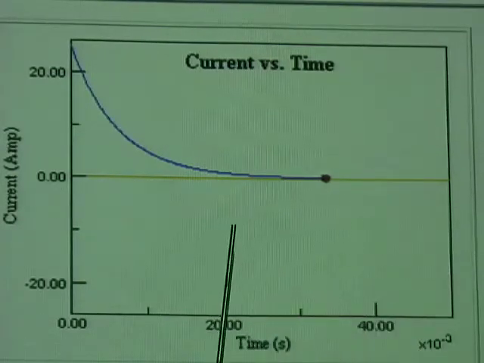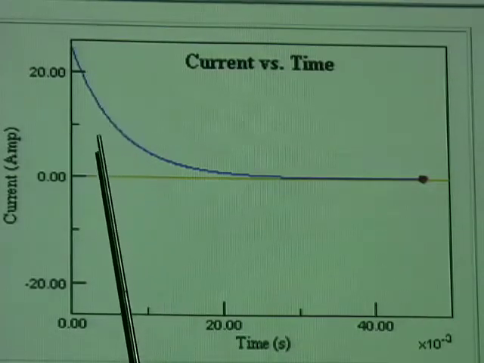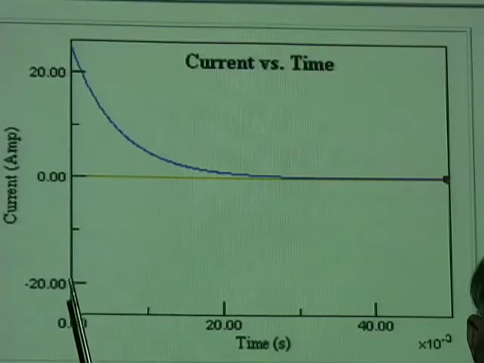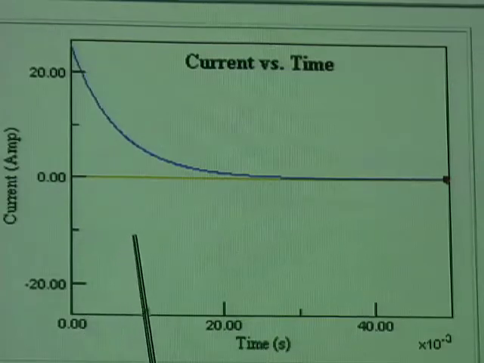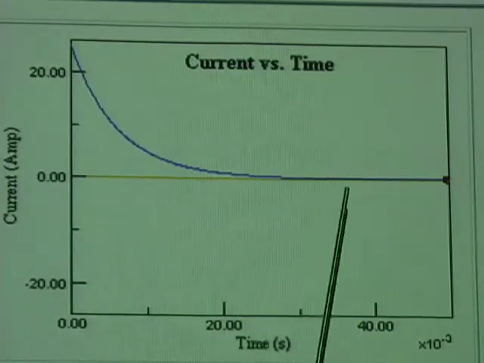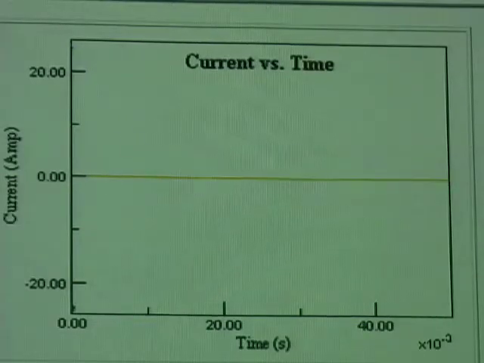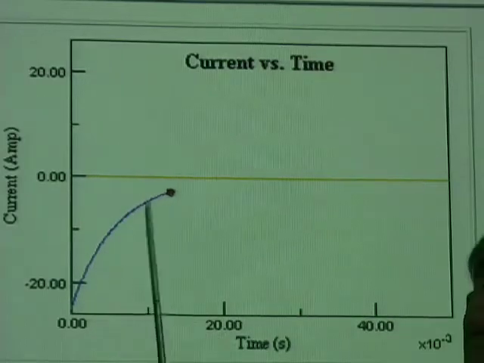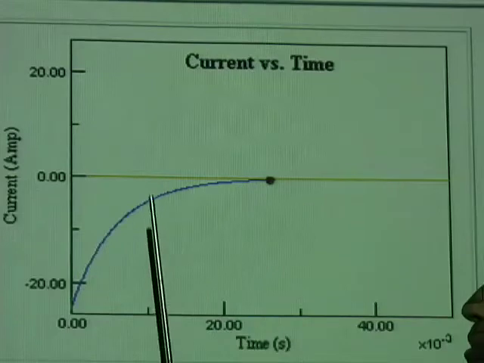Now, what will it be while the capacitor is discharging? Remember, when the capacitor is discharging, the current goes in the opposite direction. So it will be negative maximum. It will come from a negative maximum towards 0 while discharging. Now watch how the current changes with time while the capacitor is discharging. While the capacitor is discharging, the current goes in the opposite direction.